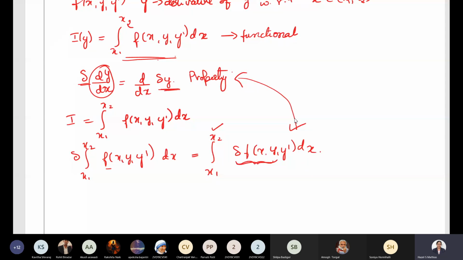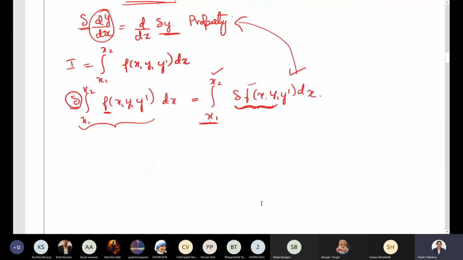So we can say the variation of a functional associated with f of x comma y dash is equal to the functional associated with the variation of f. Integration stands for functional. This concept we require when we prove Euler's equation, which is a very important thing we are learning here.